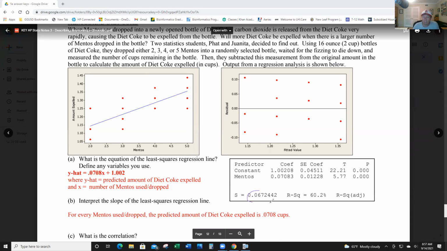See where it says 0.06? So they're saying the average residual is somewhere in here, 0.06, on the positive or negative side. Isn't that kind of what it appears the average is? That's all it is, the average residual.